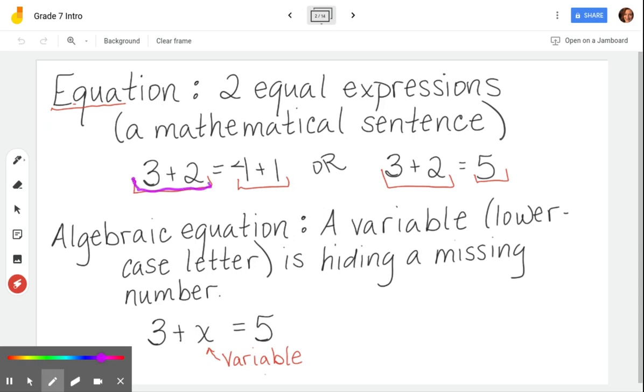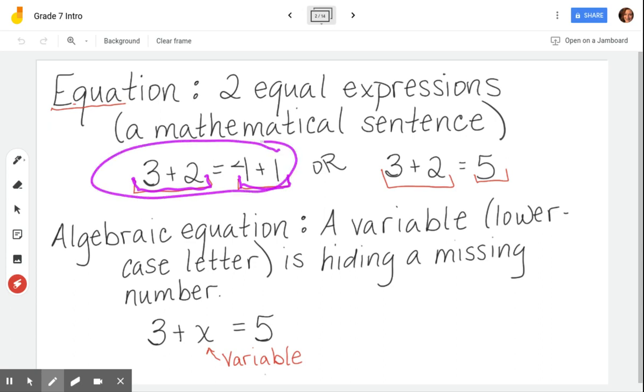So I could have the expression 3 plus 2 and an expression 4 plus 1. But once I put those together with an equal sign, now I've created an equation. Or I could have that same expression 3 plus 2, but this time instead of saying 4 plus 1, I can put a 5. Yes, it's just a 5, but that's an expression in and of itself. Put them together with an equal sign, and now I have an equation.